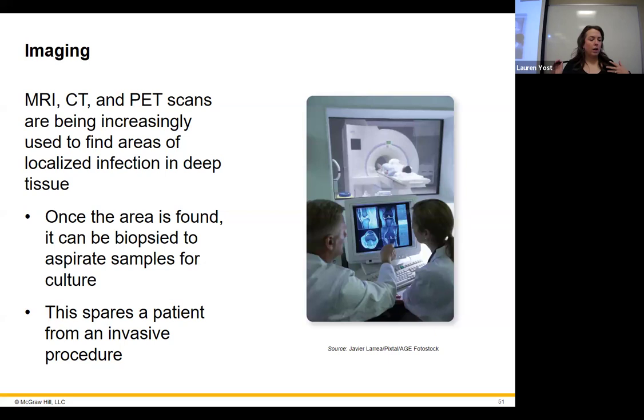We can look for areas that look concerning and then go in and biopsy and then do these other tests on those. That will spare the patient from invasive exploratory procedures. So now we can pinpoint areas that we want to target, even use for needle biopsies, right? You can use a needle and go in without even having to do major surgery nowadays. So that's pretty useful. Imaging can be useful for setting that up.